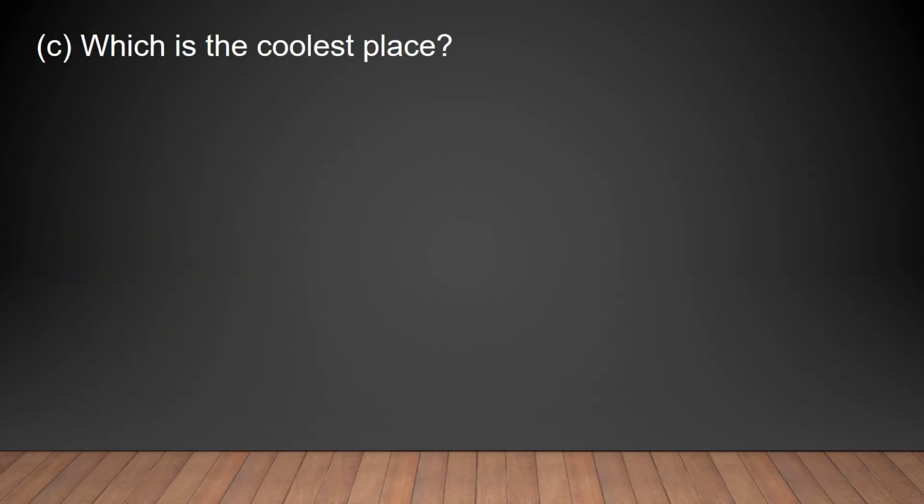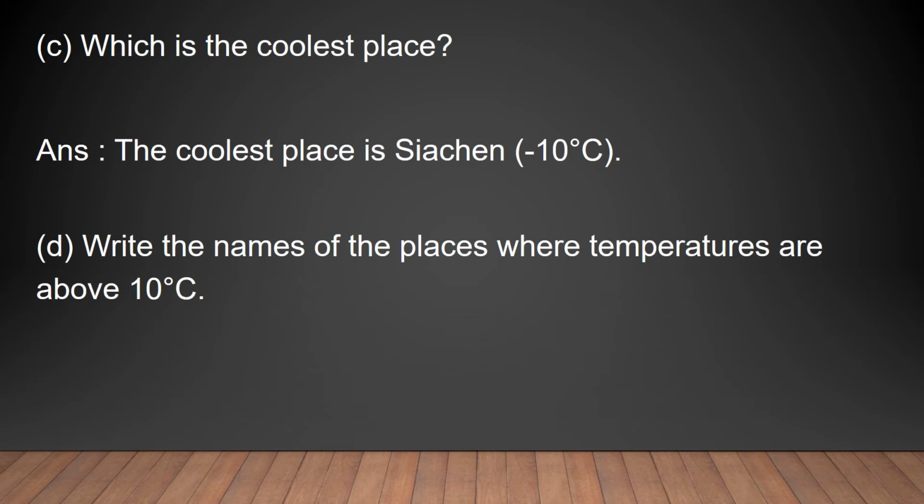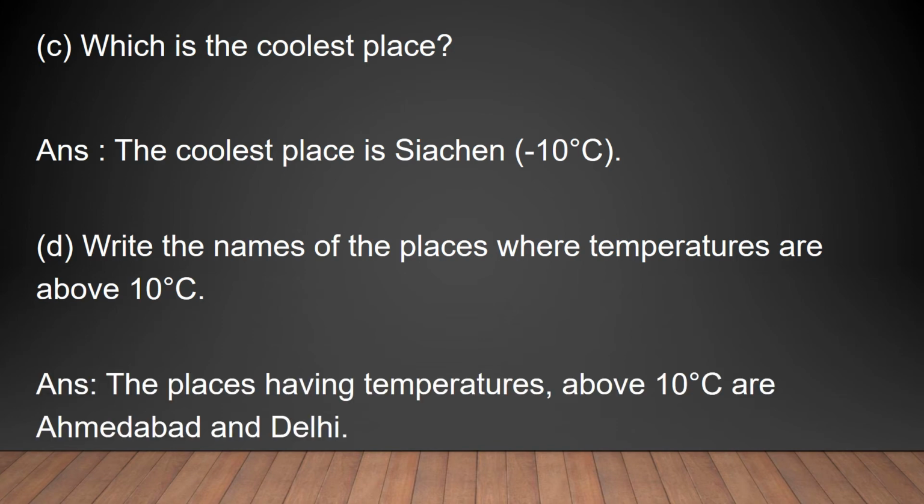Next part is which is the coolest place? Answer is the coolest place is Siachen, whose temperature is minus 10 degrees Celsius. Next part, write the names of the places where temperatures are above 10 degrees Celsius. Answer is the places having temperatures above 10 degrees Celsius are Ahmedabad and Delhi.